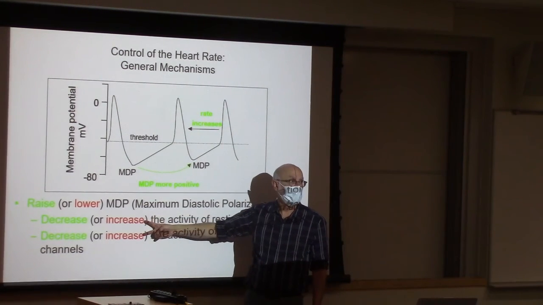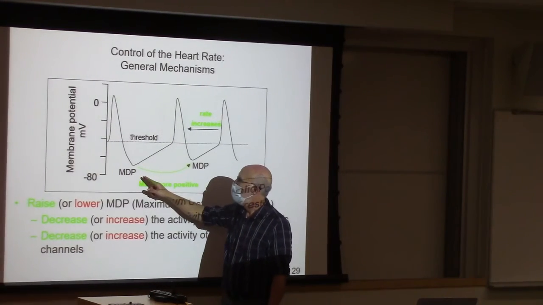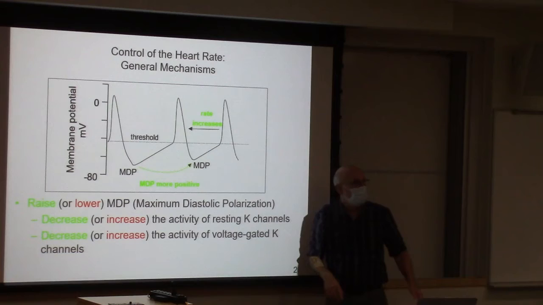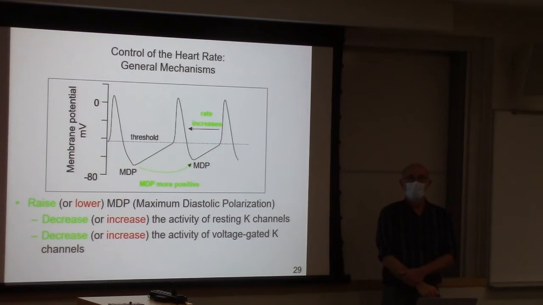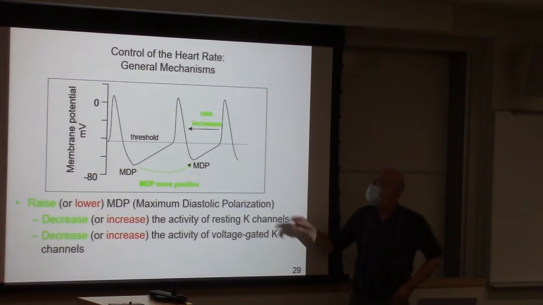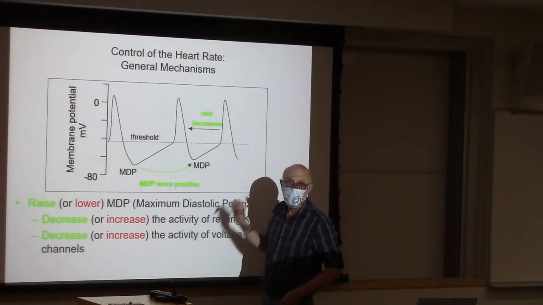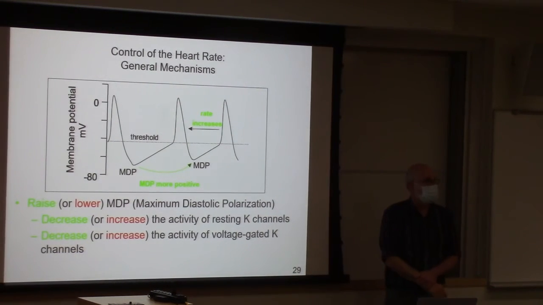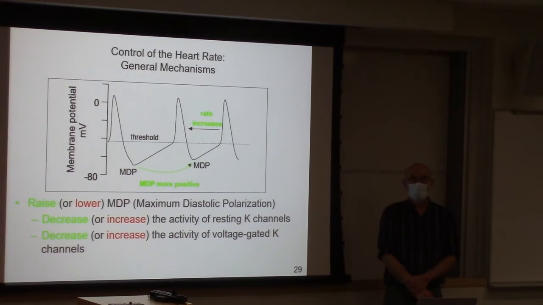Increasing would make the membrane potential more negative and slow the heart rate, because you'd be starting from a more negative potential and it would take longer to get to threshold. Questions about this?